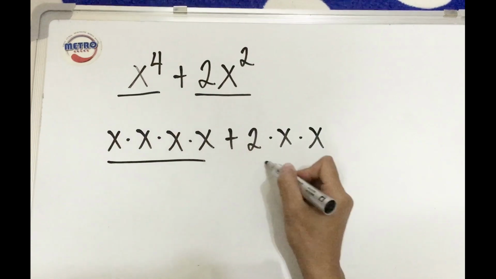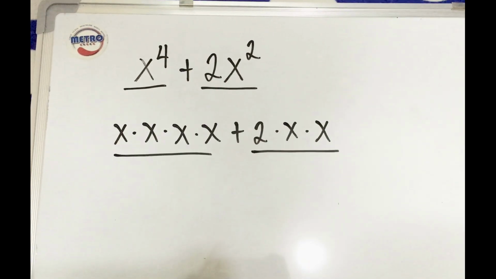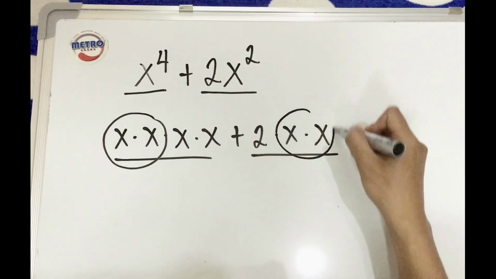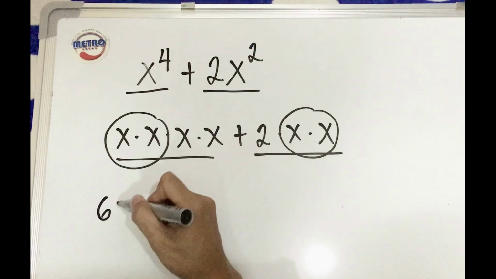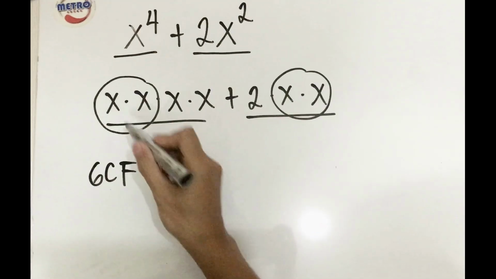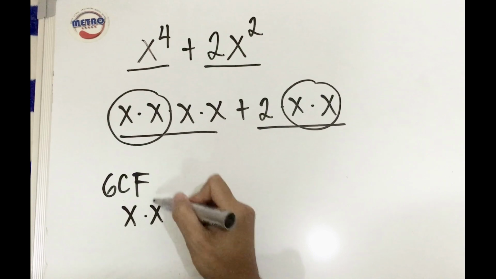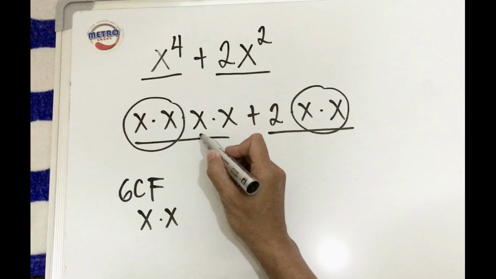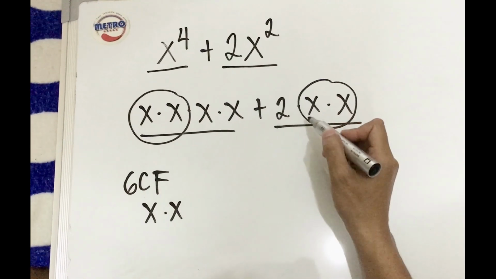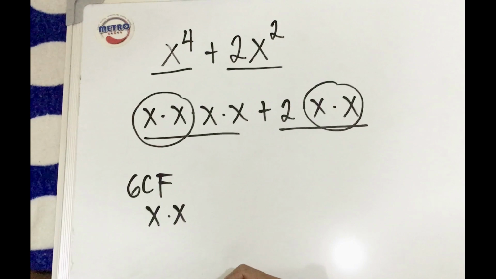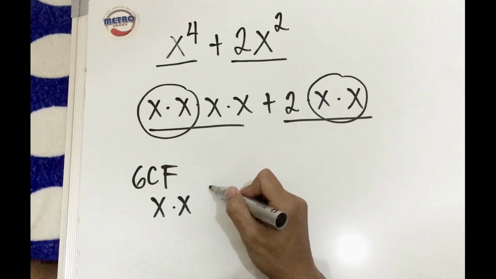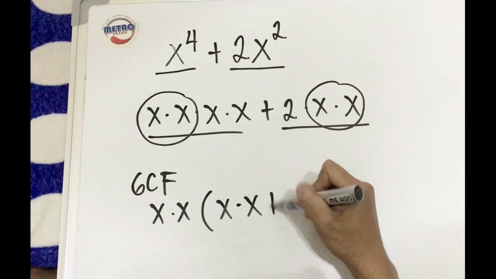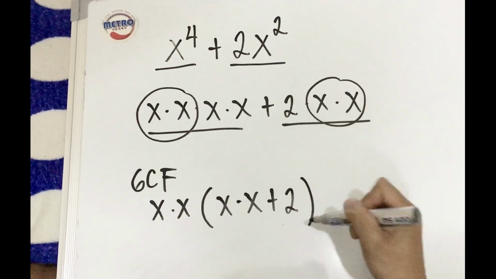From the first term and second term, we have to find common factors and they are the same with 2x and another 2x from this side. Meaning, that will be our greatest common factor. So we have x times x as our GCF. And then, kung wala ka nang nakikita magkatulad from this side and to this side, kokopyahin na lang natin ang mga natira. Then again, don't forget open parenthesis x times x plus 2 and close parenthesis.